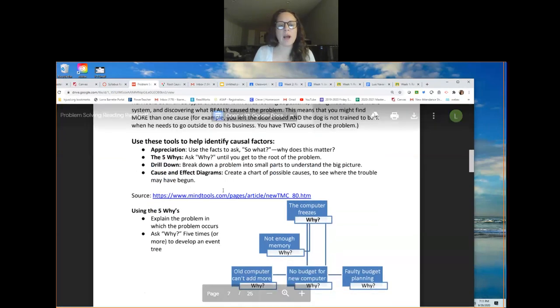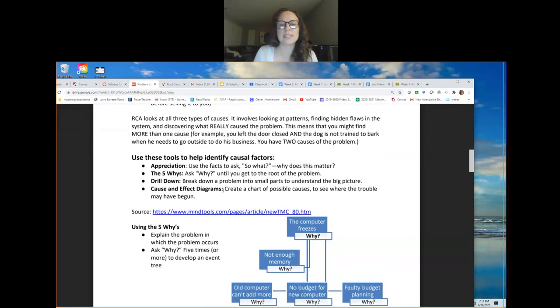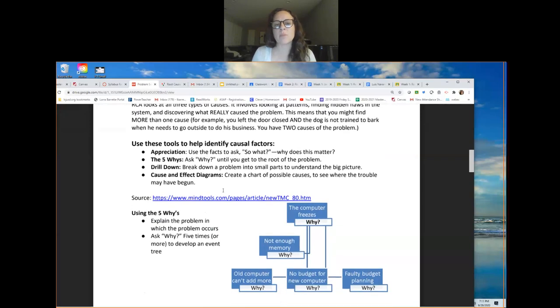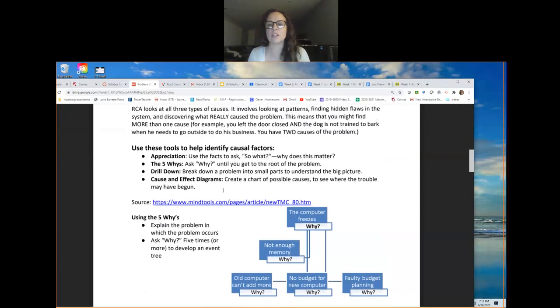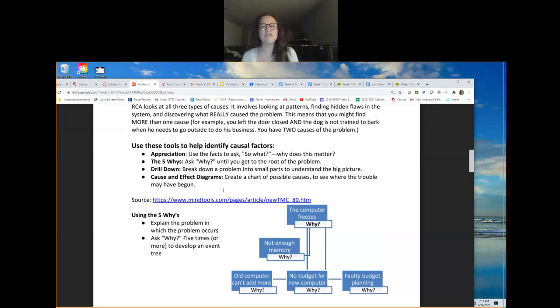After the 5 whys, there's a thing called drill down. It says break a problem down into smaller parts to understand the big picture. I really feel like all of these things are versions of the same thing. You're just breaking down a problem into smaller parts. And cause and effect diagrams: create a chart of possible causes to see where the trouble may have come from.